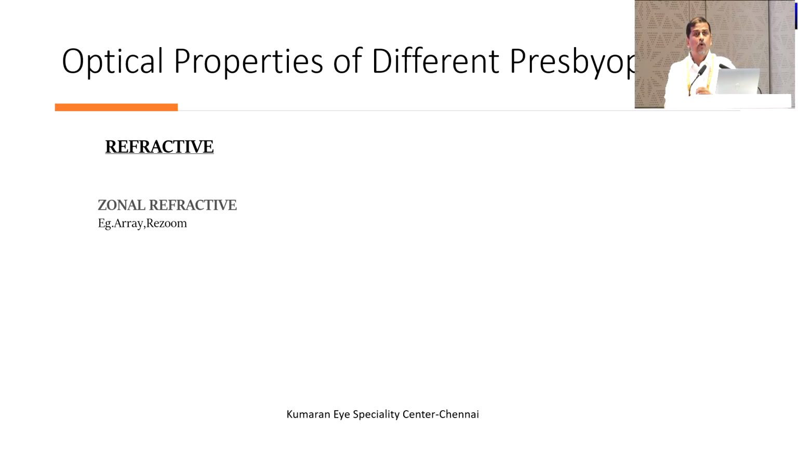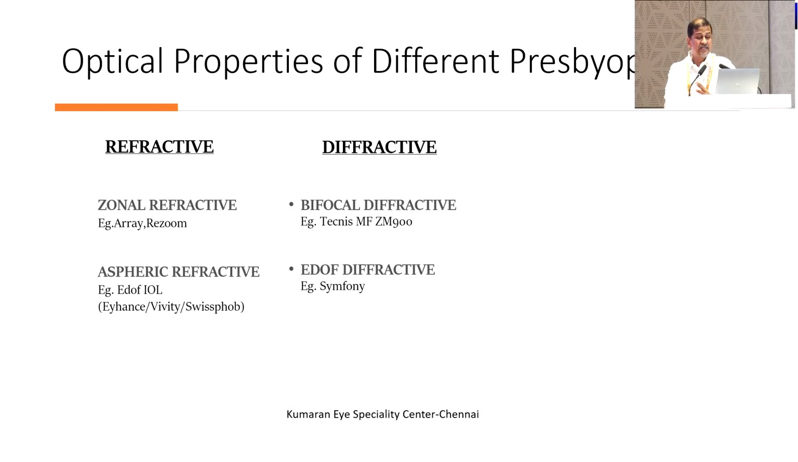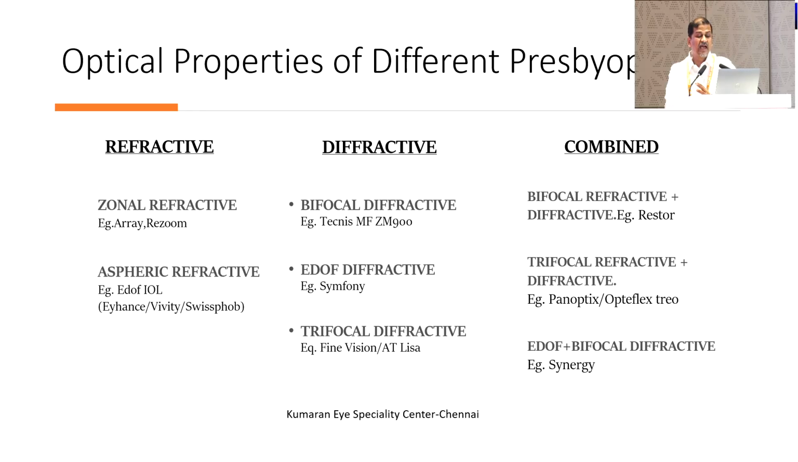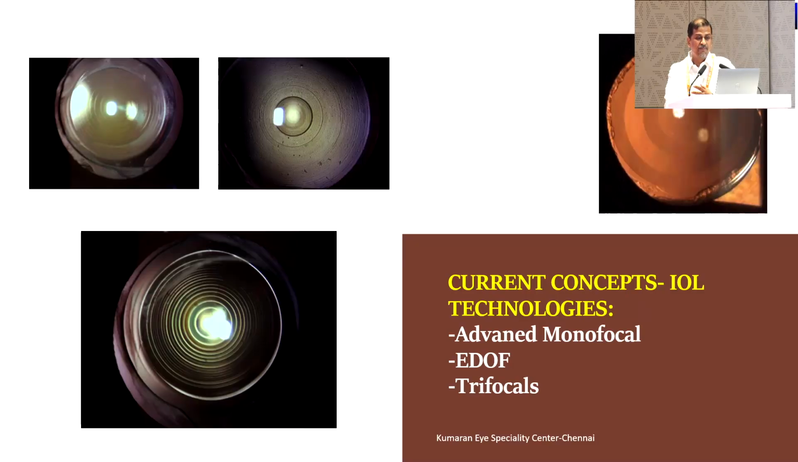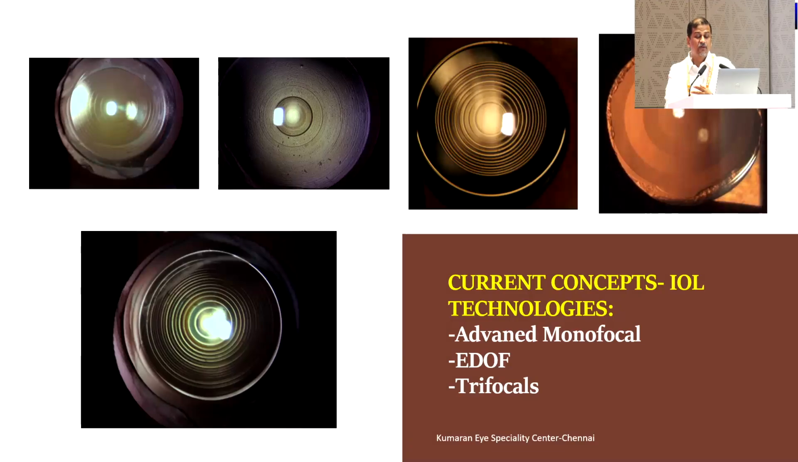If you look at all the lenses available in the market in the current scenario, they fall into any one of these 7 categories. They could be refractive, diffractive, or combined. When you offer these lenses to our patients, we have to think about what gives them the best outcome. These are different pictures of how an intraocular lens looks. Even we are confused. Just imagine how confused a patient could be when you offer these lenses to them.